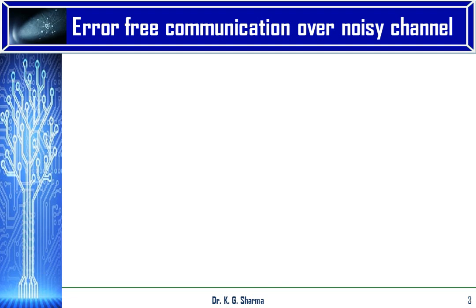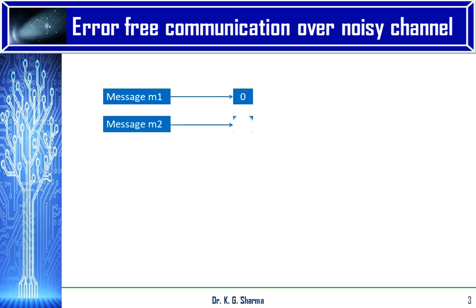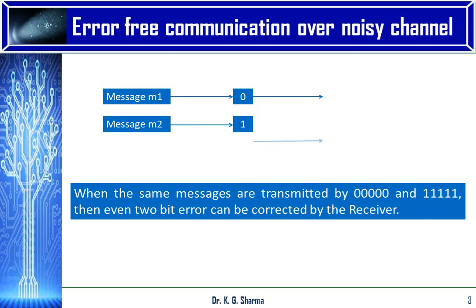If we transmit message M1 as 5 zeros and message M2 as 5 ones, instead of simply 0 and 1 respectively, then the receiver will have an error correction capacity of 2 bits and an error detection capacity of 4 bits. But the information rate will be reduced by a factor of 5 and the coding delay will also increase. So we have seen that as we increase the number of redundant bits with the information, the error detection and correction capability at the receiver side increases, but at the same time, the information rate decreases.